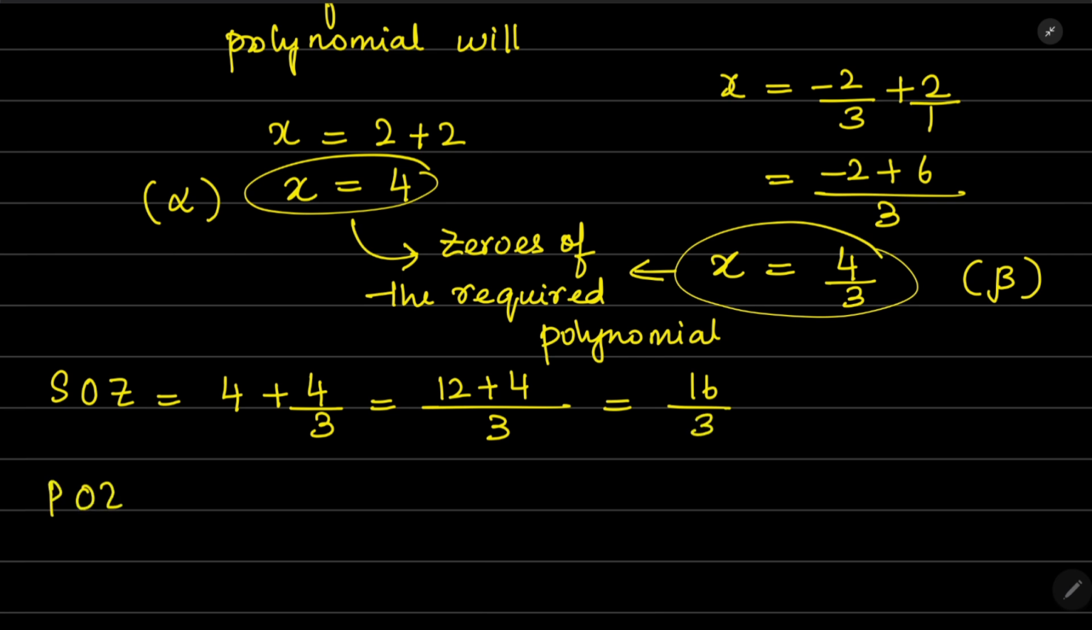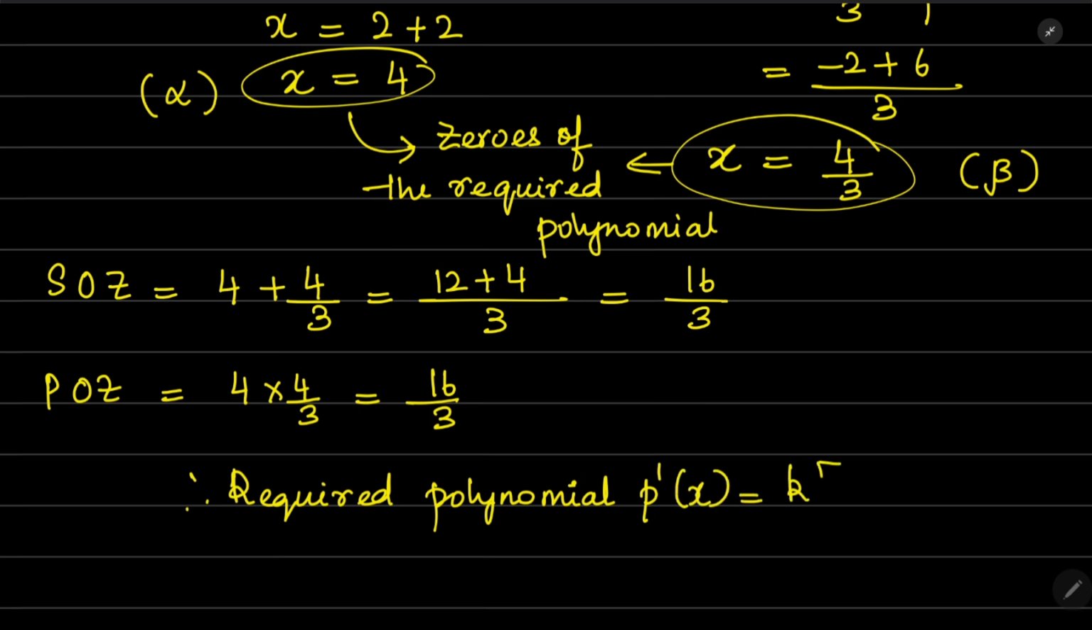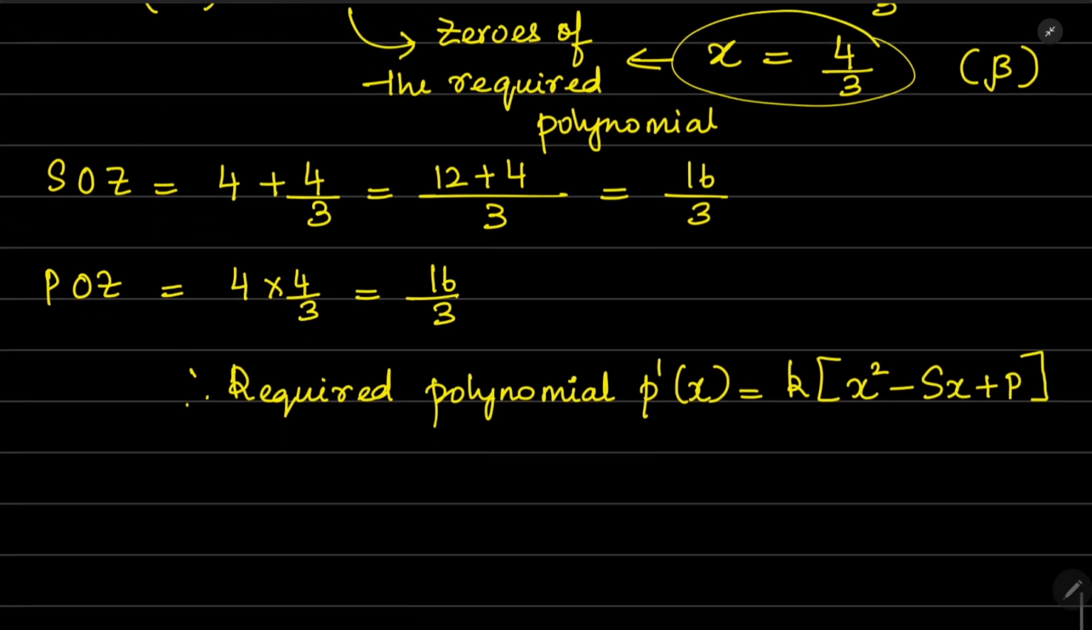What is the product of the zeros? 4 multiplied by again 4 by 3. Again it is going to be 4 4s are 16 by 3. Therefore, the required polynomial is nothing but... What is the formula? Suppose p dash of x is equal to k multiplied by x square minus sx plus p. This is your required polynomial.